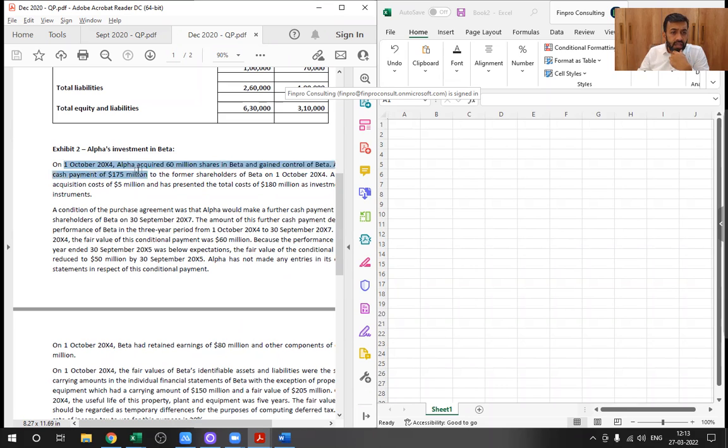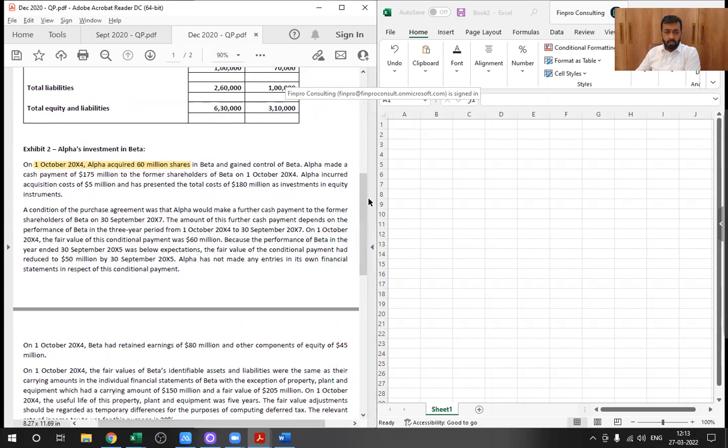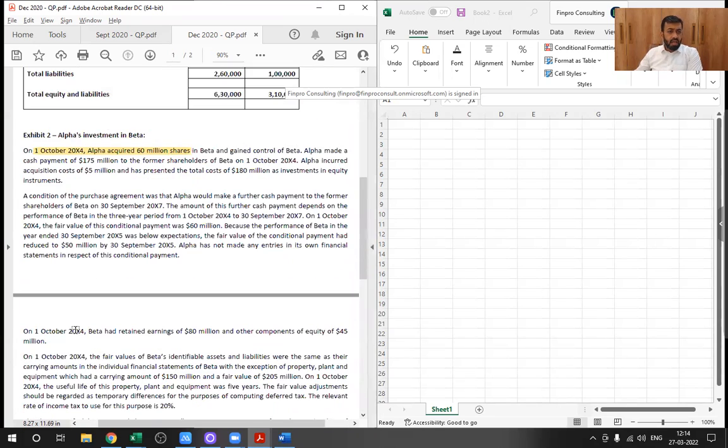On 1st October 2024, Alpha acquired 60 million shares. So this is the date of acquisition, 1st October 2024. Let's quickly go and read what is the reporting date. So reporting date will be given at the end. Using information in exhibits 1 to 5, prepare consolidated financial position of Alpha as at 30th September 20x5. So it is just 1 year later. As on the opening date itself, I have acquired the shares in Alpha, shares in Beta.